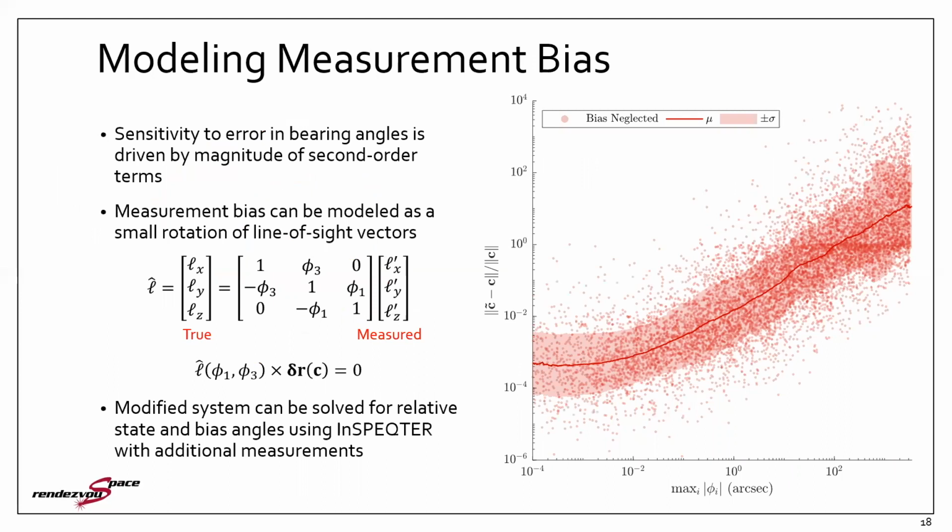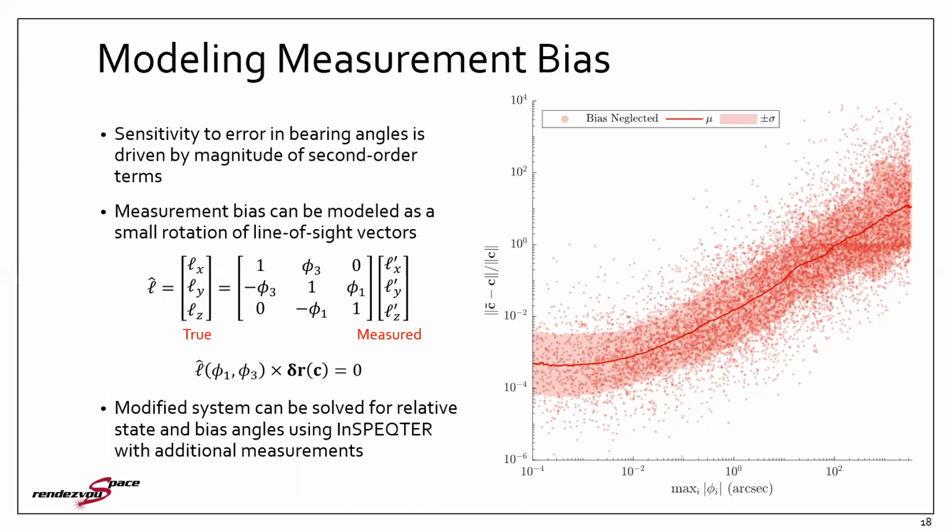A major challenge of IROD based on polynomial dynamics models is the sensitivity to error in the bearing angle measurements. So the modeled and measured bearing angles might differ due to perturbations in the space environment, error in the observer's state estimate, as well as random noise. But an important class of these errors can be represented as a systematic bias in the measurements, essentially causing a small rotation of the line of sight vectors.